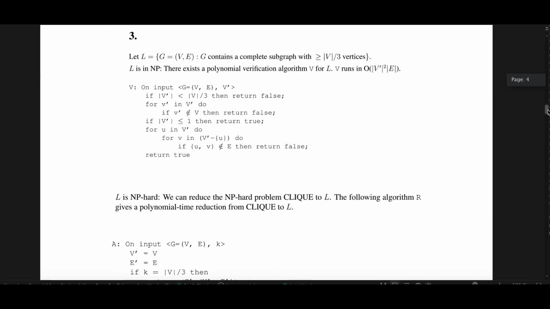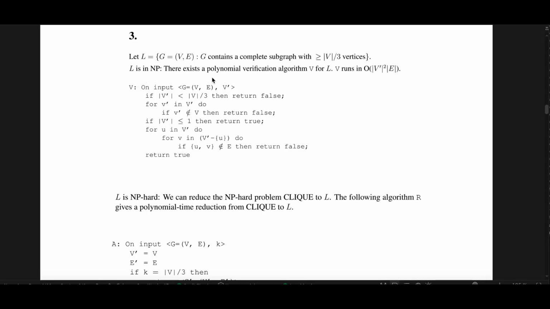Okay, let's look at the third question. Prove that it is NP-complete to determine whether a graph G = (V, E) contains a complete subgraph with no smaller than the number of V over 3 vertices. The answer is like this. Let L equal the set of G = (V, E) such that G contains a complete subgraph with no smaller than the number of V over 3 vertices, and L is in NP.